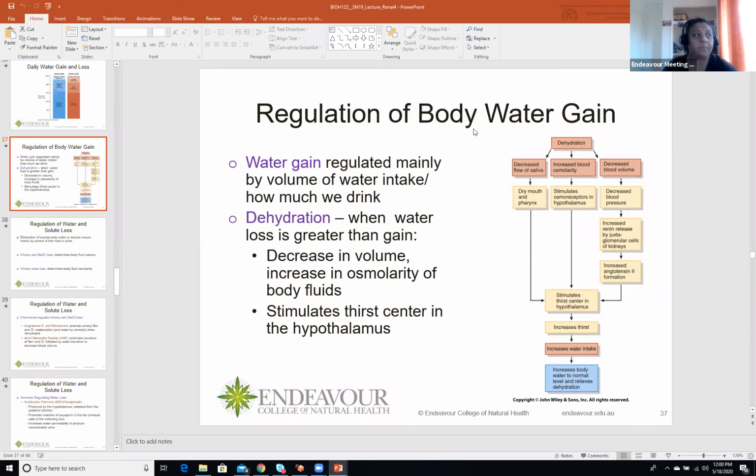So which are the hormones that participate? Primarily antidiuretic hormone, right? That is the most important one, antidiuretic hormone. Other than antidiuretic hormone, angiotensinogen, so angiotensin 2 basically, and the atrial natriuretic peptide, they also help to maintain the water balance in the body. So how do they help, right?